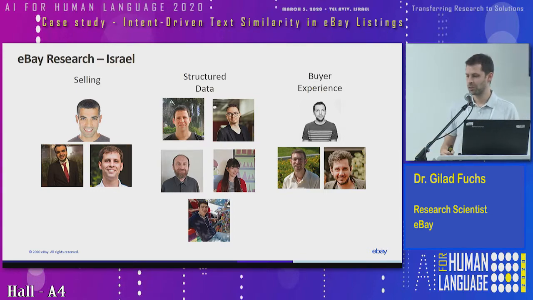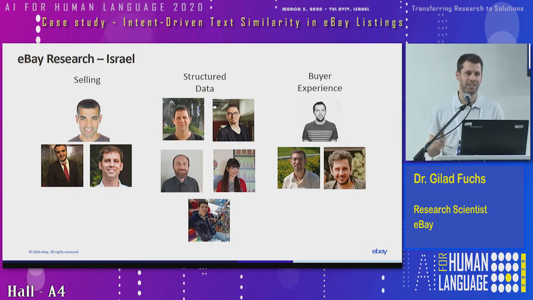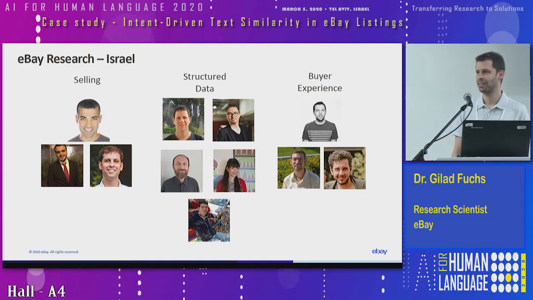Anyway, just a few words about eBay research in Israel. We have 3 groups today. One that I'm part of is the selling group that tries to help sellers, giving them tools to better optimize their listings on eBay and sell more eventually. We have the structured data research group working on improving the catalog of eBay. And a new group recently started for buyer experience, helping improve the experience of buying at eBay.